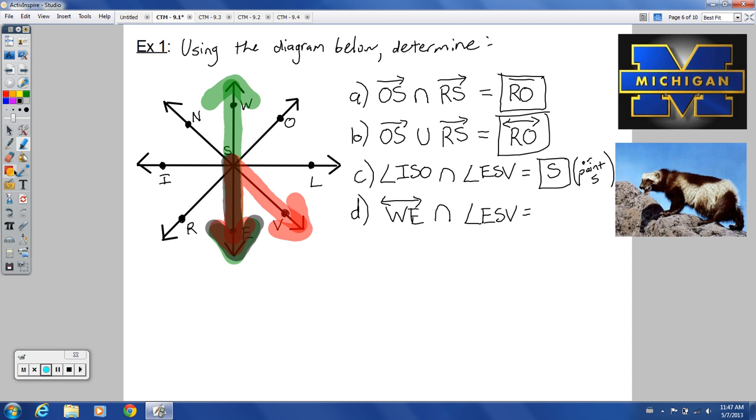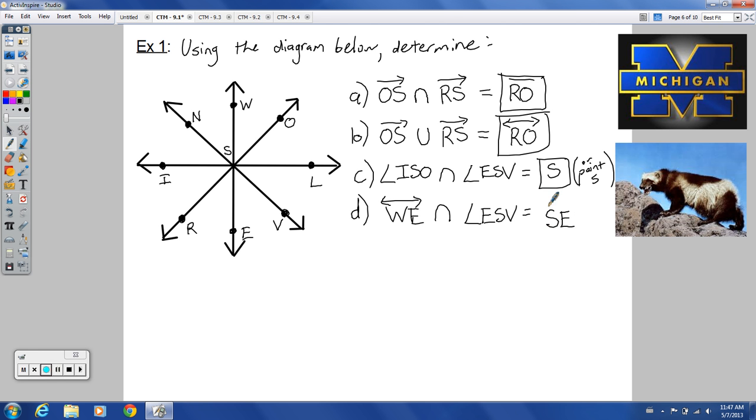So therefore our answer is right there. It is SE, ray SE. It can't be written as ray ES because that would start at E and go through S. This direction we've got to start at S and go through E. So rays are really the only ones you can't write backwards.